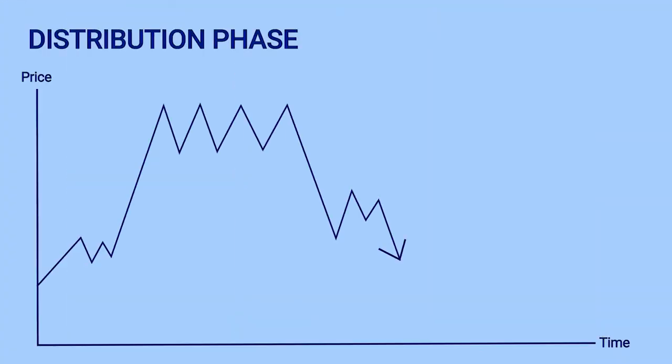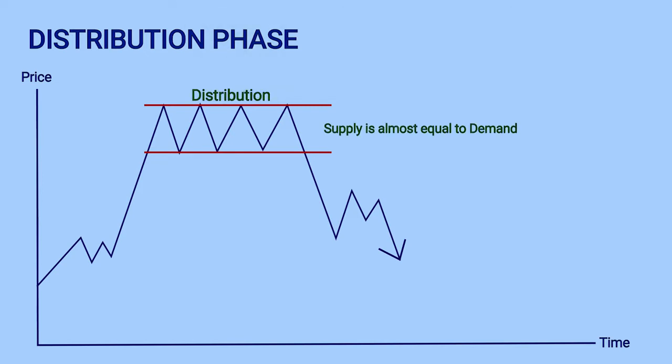Similarly, let us talk about the distribution. After an up move, the price consolidates within a small range. Why? Because the buying and the selling pressure are almost equal. And at one point of time, the equilibrium breaks and we find that the price moves downwards and the market participation phase begins after that. So again, this is a reversal pattern.